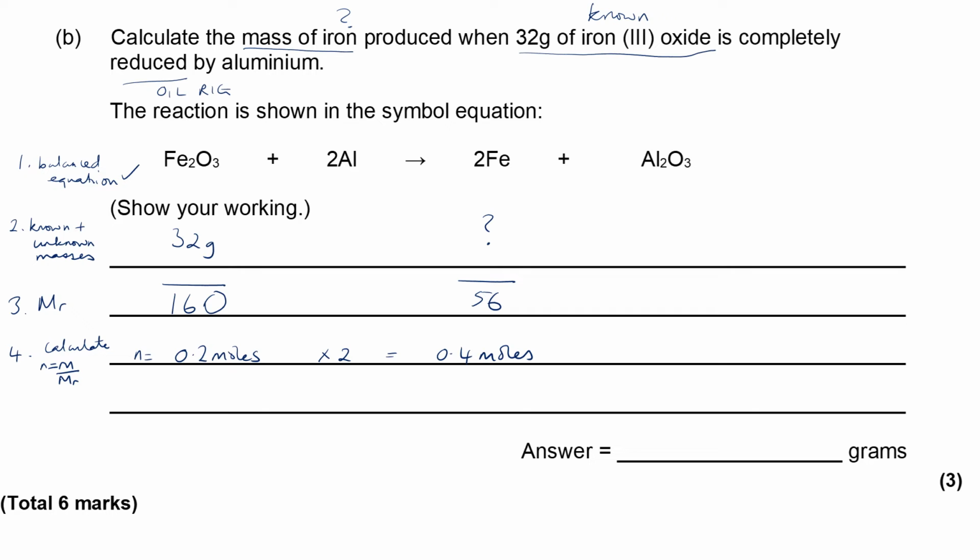So if I have 0.2 moles of iron 3 oxide, I should have 0.2 times 2 moles of iron produced. So that is going to be 0.4 moles. So I've worked out the number of moles of iron. Now I've got the number of moles of iron, and I've got the formula mass, or the atomic mass, if you like, of iron in this case, and therefore I can just rearrange the moles equation, so 56 times 0.4 to get 22.4 grams. So I now know that for 32 grams of iron 3 oxide reacting with aluminium, I will get 0.4 moles, 22.4 grams of iron produced.